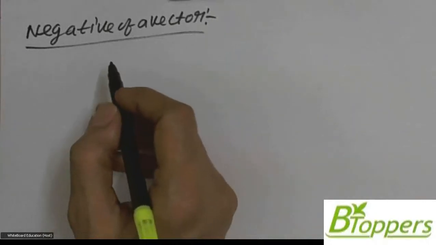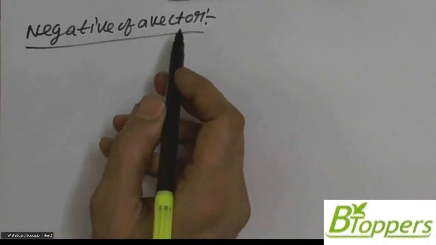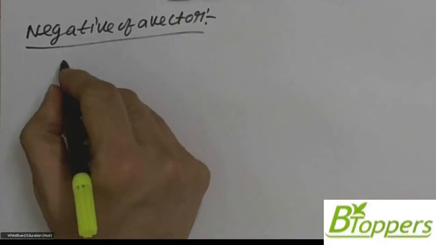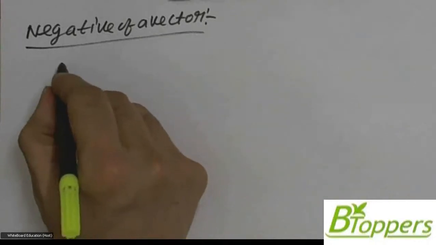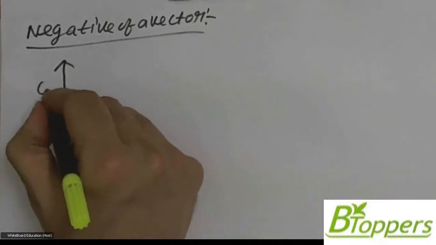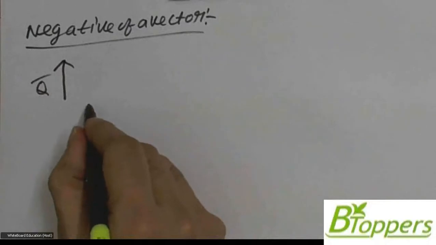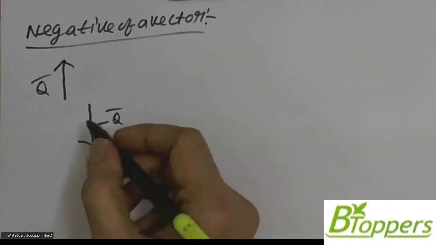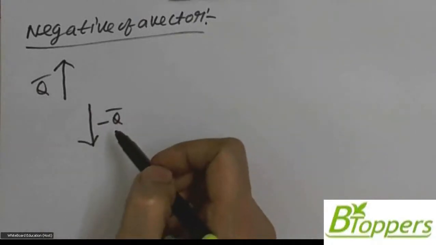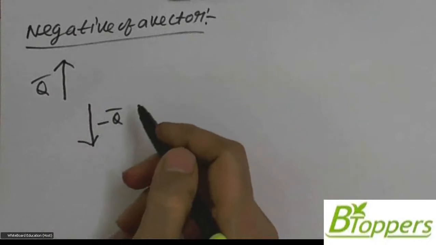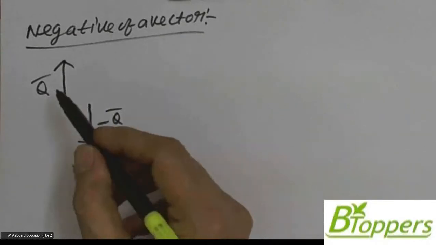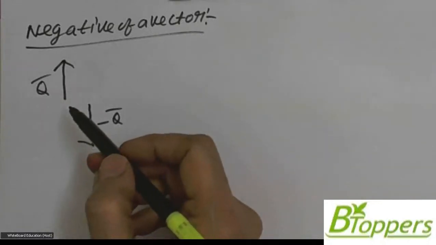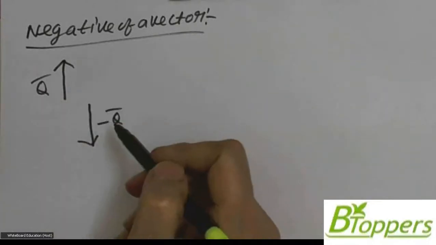So next I would like to discuss the negative vector. In general, suppose q bar is a vector, then minus q bar can be defined as another vector. Or you can say if q bar is a vector, minus q bar is a different vector which has the same magnitude as the vector q bar but acts in the opposite direction.